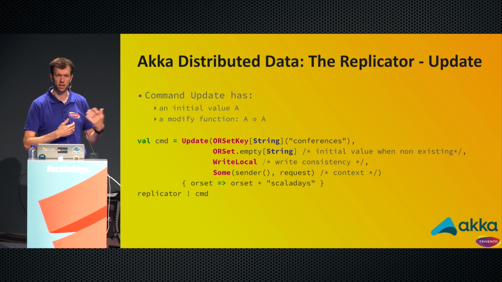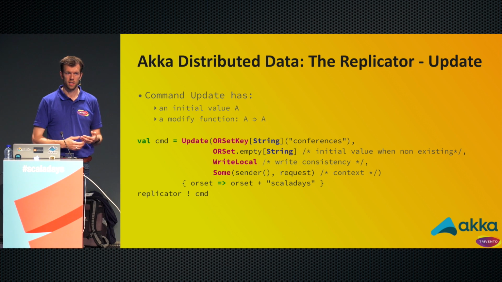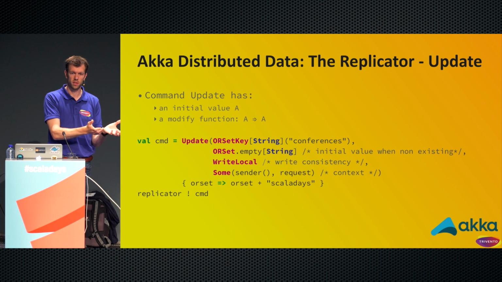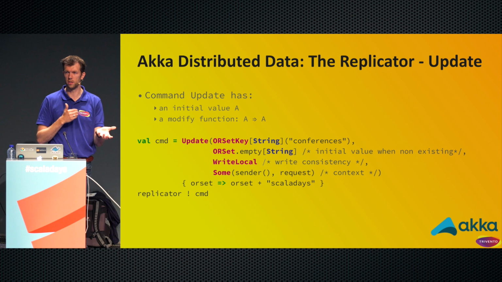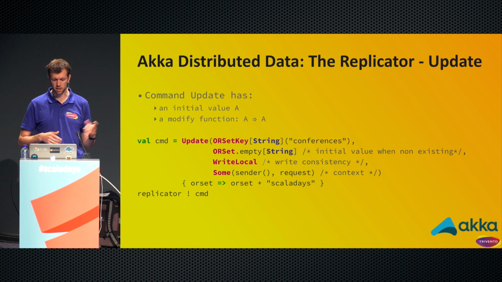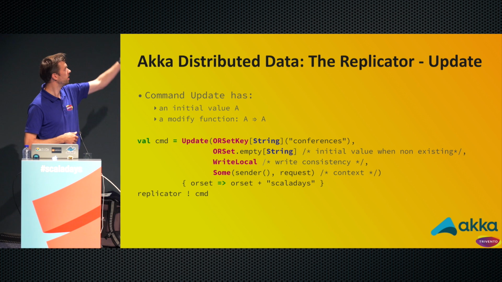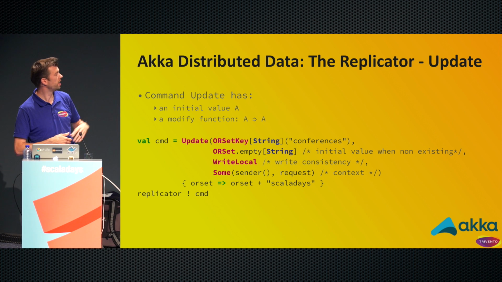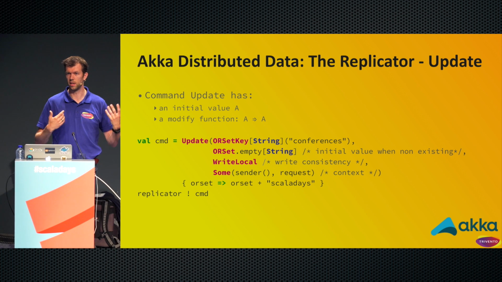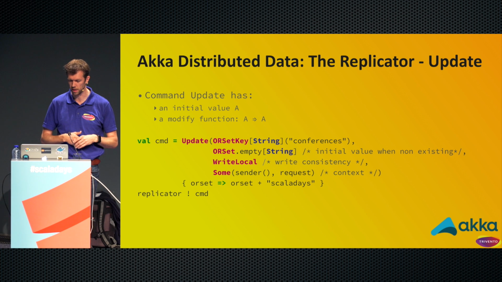And in this case, my consistency level is write local. So it will be applied to your local CRDT, and then come back to you with the result, with the message that it succeeded. And the context, as you see here, I put the sender in, and the request I got in, and that's the thing I will get back.